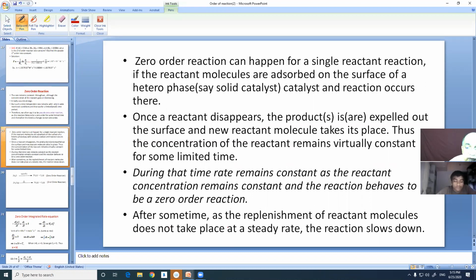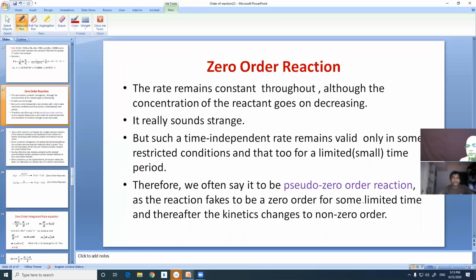reaction. After some time, as the replenishment, that means compensation of the reactant molecules, cannot take place at a steady rate because the surface area will not be in a position to absorb more molecules. So the concentration will decrease and hence the rate will decrease. The reaction rate slows down, so the kinetics no longer remains zero order. It remains non-zero. You write these 2 pages.